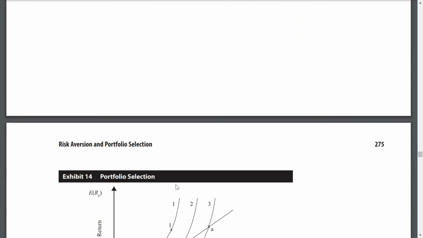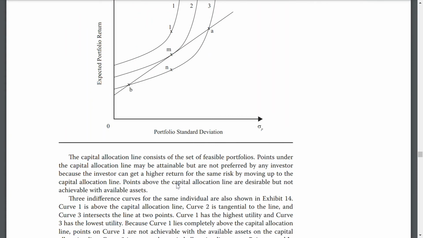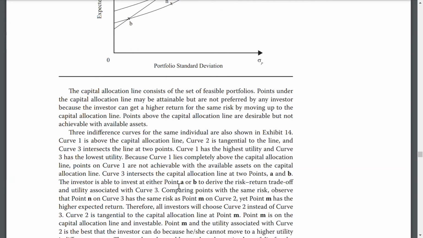Okay, so that's what it looks like. The capital allocation line consists of the set of feasible portfolios. Points under the capital allocation line are attainable but are not preferred by any investor, because the investor can get a higher return for the same risk by moving up the capital allocation line. Points above the capital allocation line are desirable but not available.